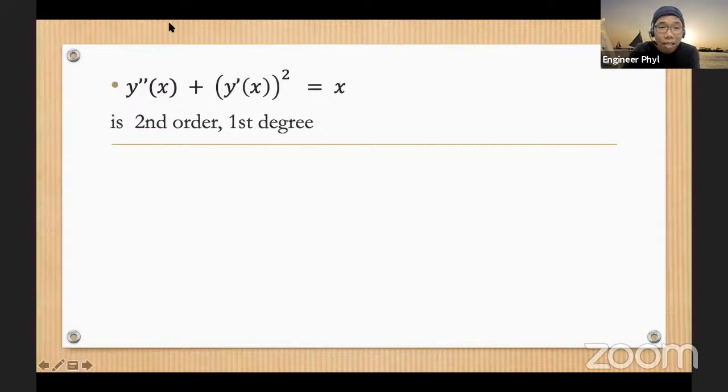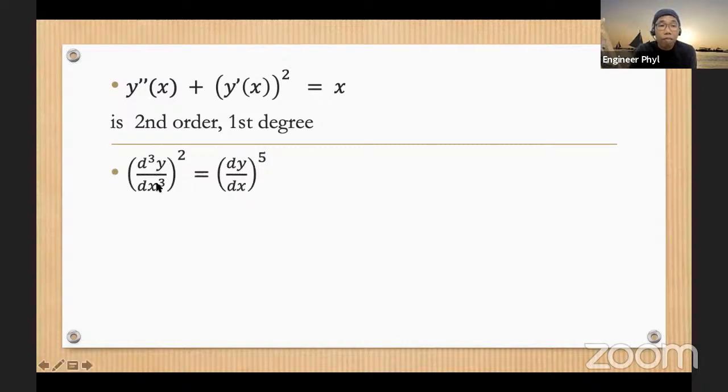Okay, so we are right. Now, it is first degree since the exponent or power of this highest derivative is 1. Therefore, the degree of this differential equation is first degree. Okay. Always remember that you must look at the highest derivative for you to say what the degree of that differential equation is.